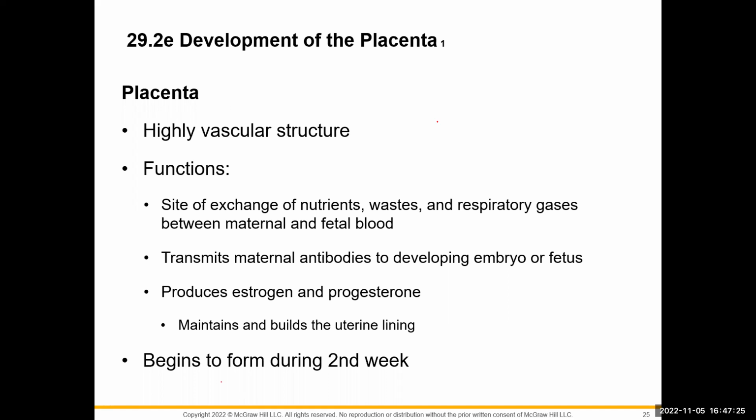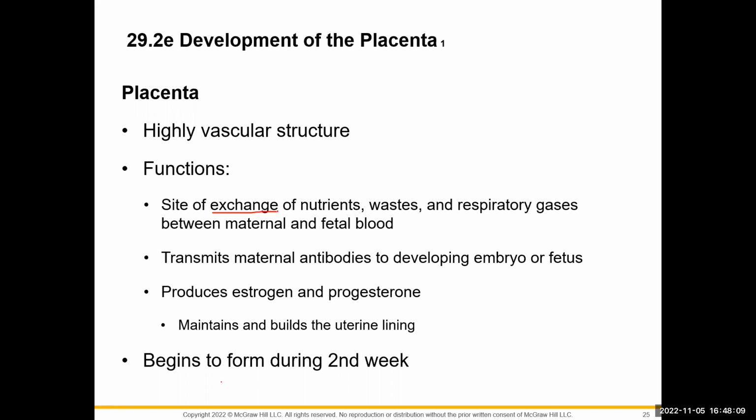Okay, so the placenta, an amazing structure. First, it is a highly vascular structure. That makes sense because you have a developing organism that is going to be undergoing a lot of tissue differentiation, and so it needs a lot of nutrients from the blood. So the placenta is going to facilitate the exchange of these nutrients, of these respiratory gases, and of any wastes that are being produced from these cells as they're doing their metabolic functions. It's essentially an exchange site between mom and fetus.